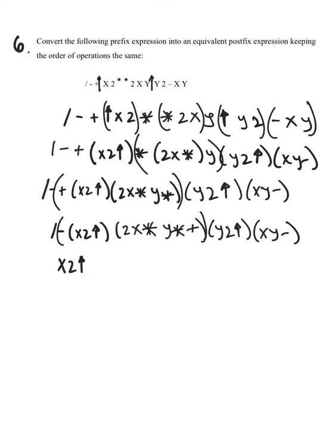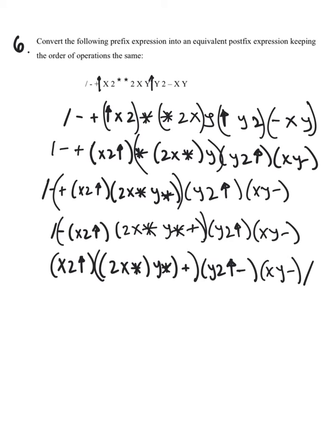So I'm going to write it, and that becomes x2 arrow, and then that's one term, 2x star y star plus. 2x star is one term, y star plus is added to the end of that term. And then I'm going to add the y2 arrow, and then drop the minus down on top of that. And then the xy minus, and the division sign carries over because it's postfix. And then rewriting it one more time so you see the final answer. We get x2 arrow 2x star y star plus y2 arrow minus xy minus division sign.